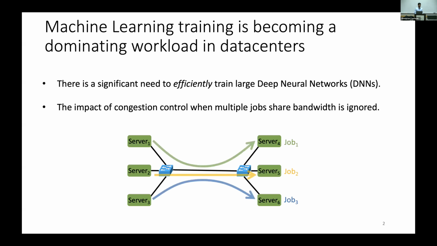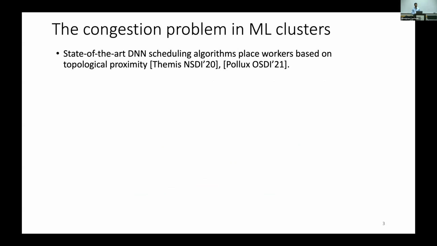But today's ML clusters tend to ignore the impact of congestion control algorithms when two or more jobs share a network link. For instance, state-of-the-art ML scheduling algorithms try to place workers based on topological proximity. That is, workers of the same job are placed as close as possible so as to avoid the chances of congestion. But even with careful job placements, network contention is inevitable when the cluster is really large.